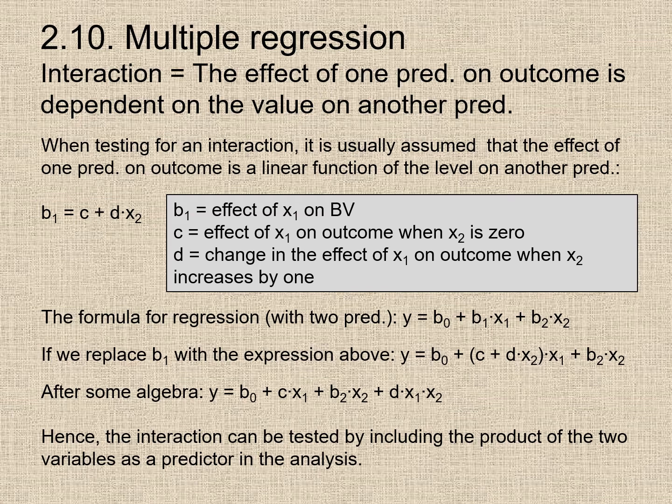Yeah, but the interaction is 0 if the other one is 0. If x2 is 0, then of course this becomes 0. If x1 is 0, then this becomes 0. So if either one of those is 0, then always the interaction term will be 0.